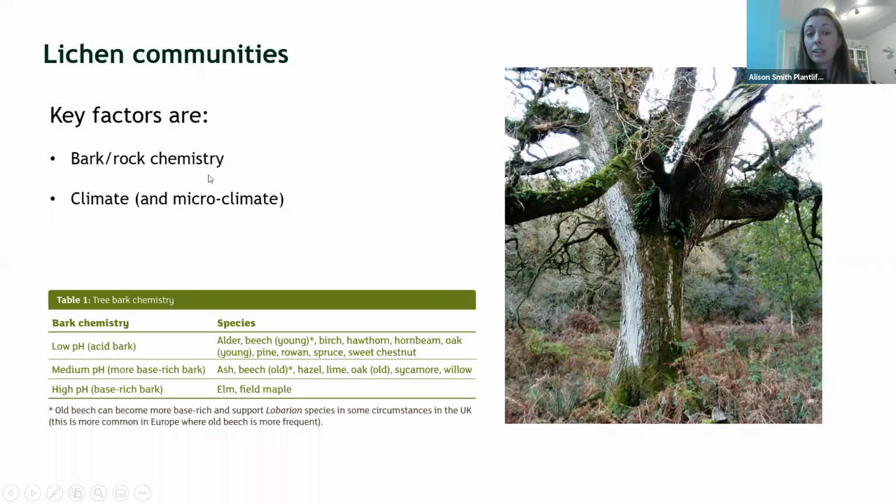You can even have different chemistry in different parts of the tree, and you'll get different lichen communities growing there. The topography of a substrate can also influence the lichens you find. So there may be areas of smoother bark and rougher bark, and different species will grow there.